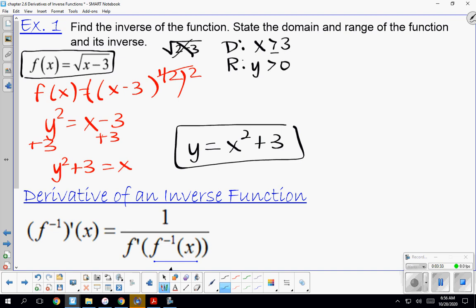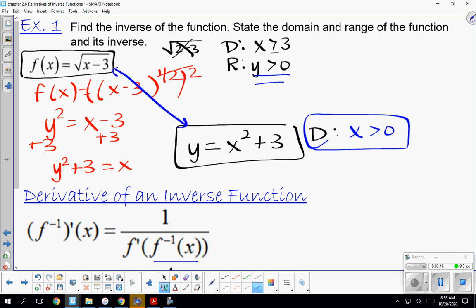So in my new function, my new domain is my original range. Whatever my original range was is now my new domain. So as long as x is greater than or equal to 0, this is the inverse function to the original.